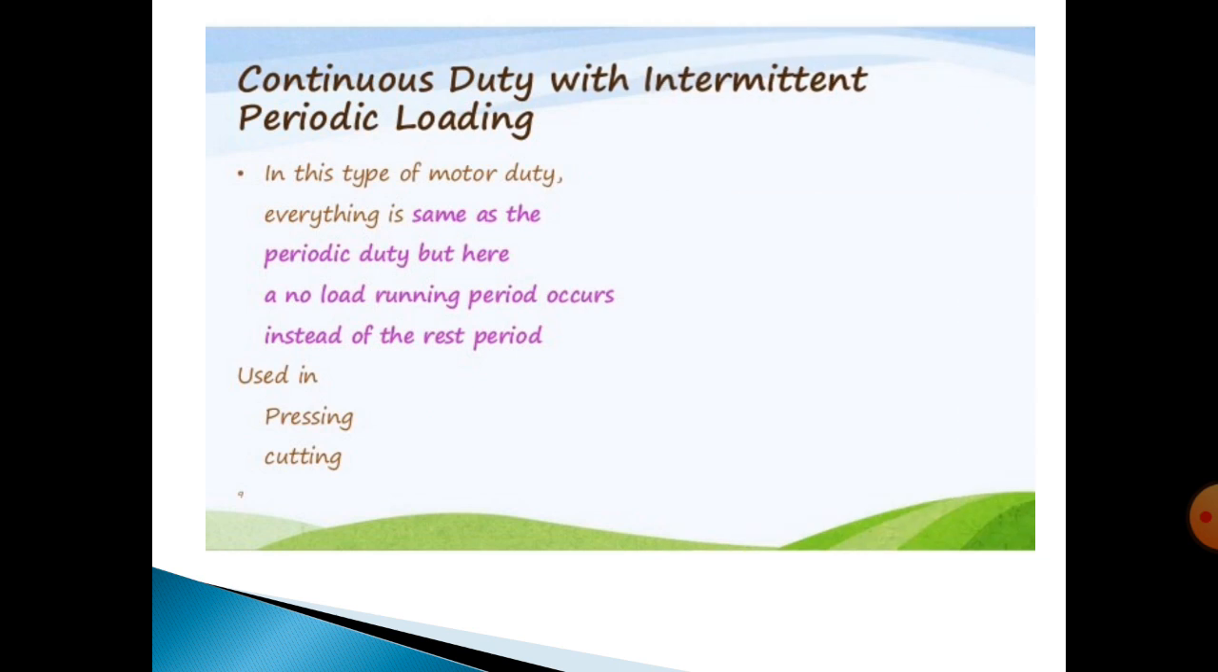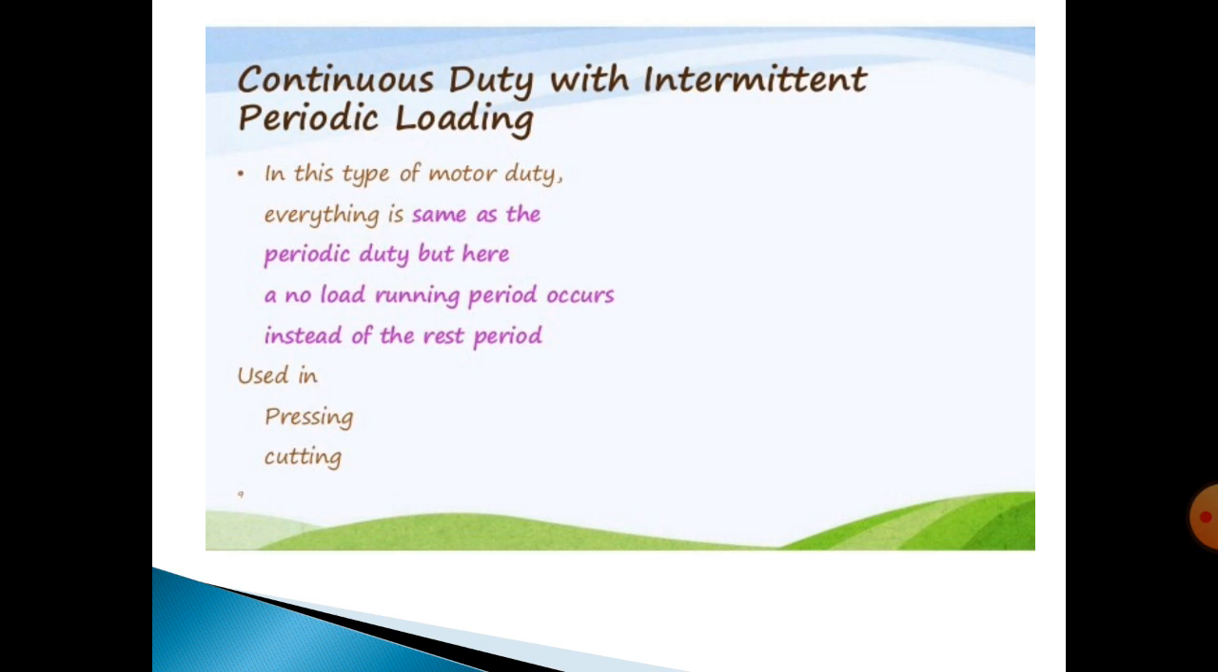The next one is continuous duty with intermittent periodic loading. In this type of loading, the load period and no load period are too short for the respective temperatures to be attained. The main thing is that the period of running at a constant load is followed by a period of running at no load instead of rest. The applications are cutting, shearing and drilling machines.